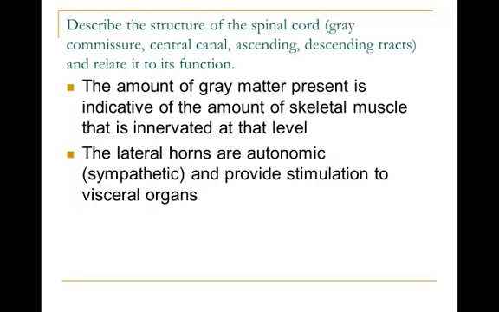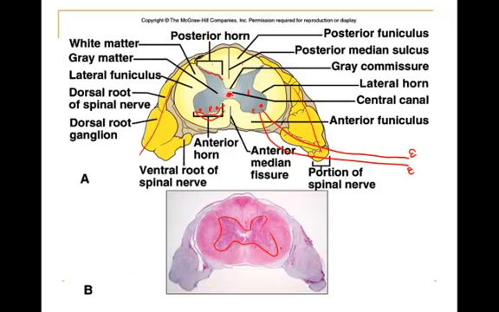The amount of gray matter that we see when we transect the cord represents the amount of skeletal muscle that it has to innervate in that area. The lateral horns, those are pieces. Let's go back and take a look at that picture. The lateral horns here in this area, because they're lateral to the center.